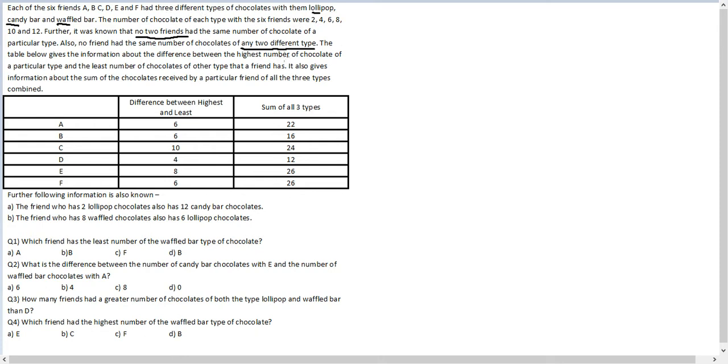The table below gives the information about the difference between the highest number of chocolates of a particular type and the least number of chocolates of another type that a friend has. It also gives information about the sum of chocolates received by a particular friend of all 3 types combined. When you read that no two friends have the same number of chocolates and no friend has the same number of chocolates of any 2 different types, this should give you an indication this question is slightly Sudoku-ish in nature, and that is how you should proceed.